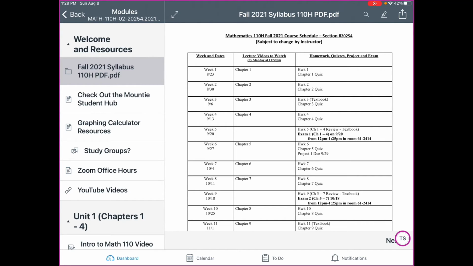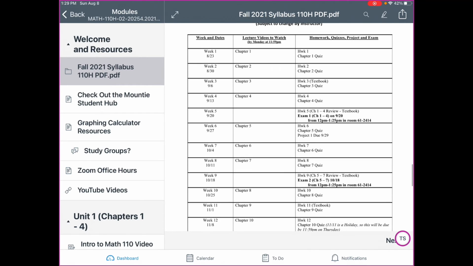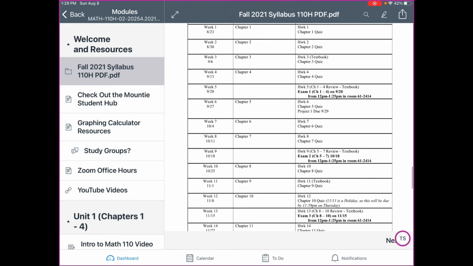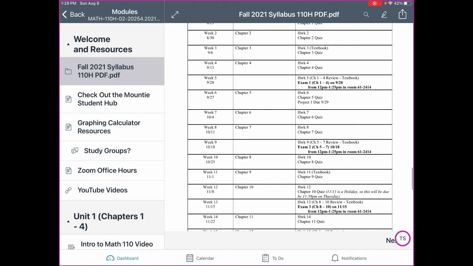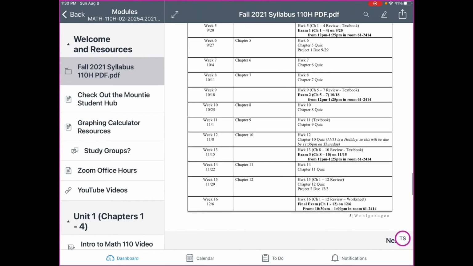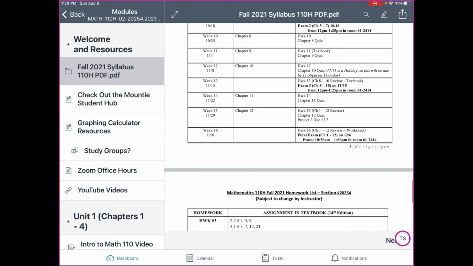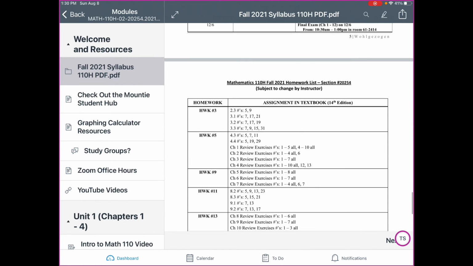And then the homework, quizzes, projects, and exam column, the last column listed there, you will see homework 1, quiz 1, and likewise it continues on. You will also notice the exams are listed on here. It has the times. We will be taking those exams in person and on campus from 12 p.m. to 1:25. The room is listed there also. You can also see when projects are due. And then for week 16, you'll see our final exam information.